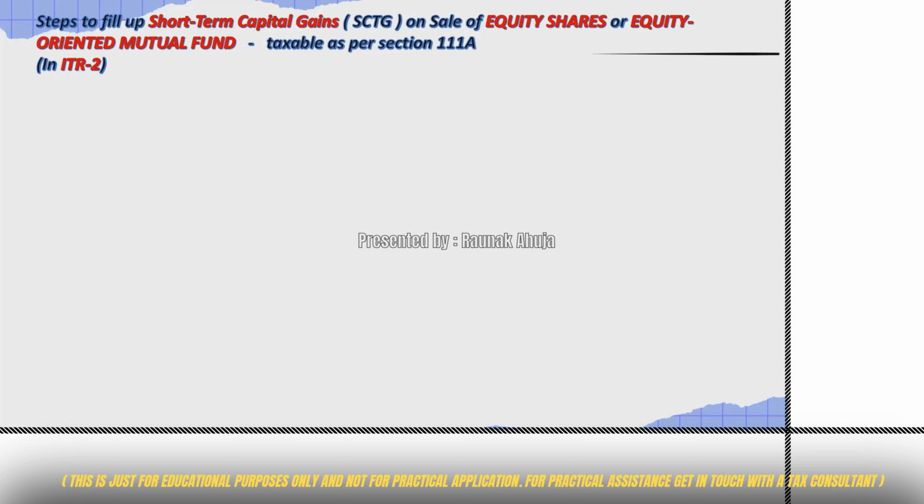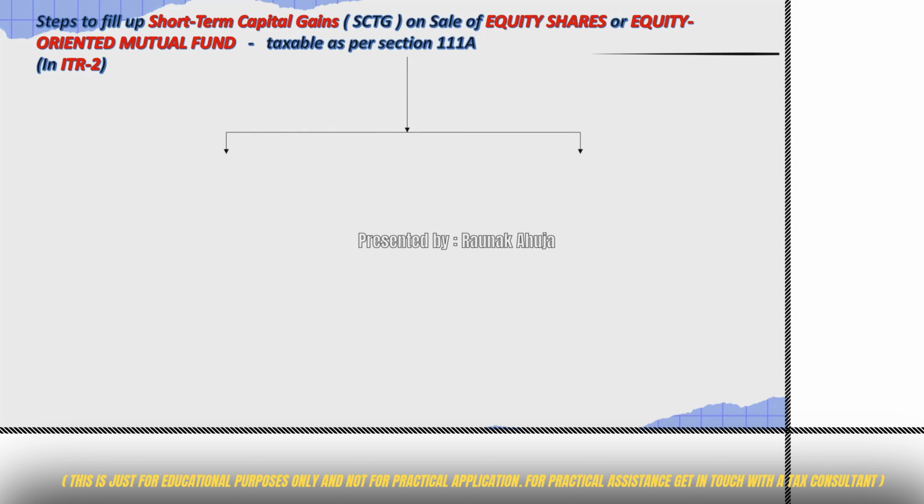Further, in case you have short-term capital gains from sale of equity shares or equity-oriented mutual fund, but do not have a business income, then in such a case, you can file ITR-2. However, if apart from the short-term capital gains on sale of these shares and mutual funds, you also have a business income, then you should file ITR-3.